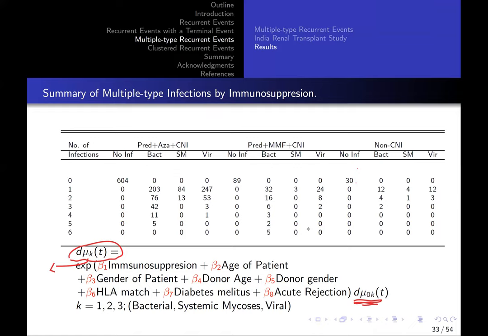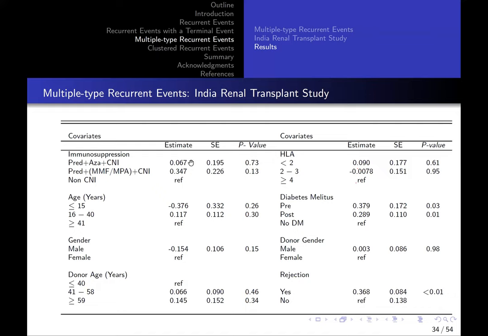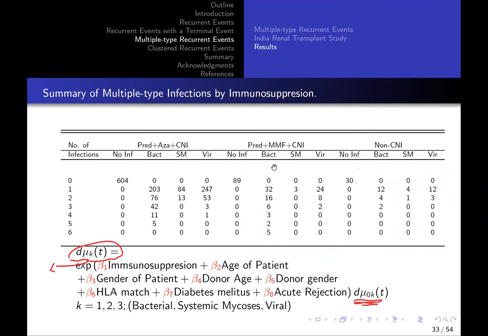You can fit this using these variables, and you can see the results. Again, you can interpret the beta coefficients. It looked like the prednisone MMF patients are more likely to have more infections, okay? In this model, we assumed the rate of infections between bacterial, viral, and fungal are pretty much the same.